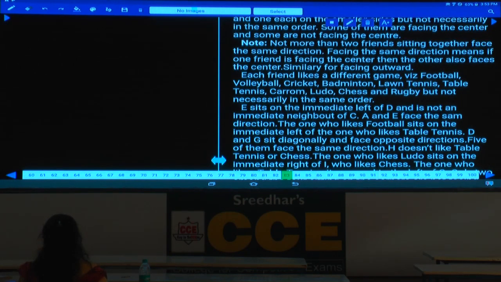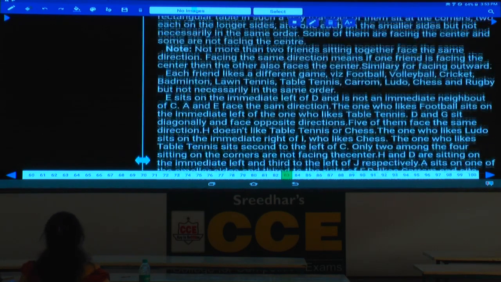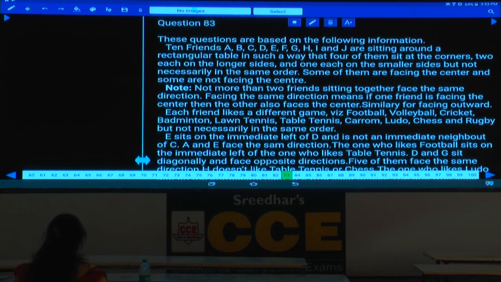Now, in question 83, 10 friends A through J are seated around a rectangular table. 10 persons A, B, C, D, E, F, G, H, I and J are seated around a rectangular table in such a way that four of them are seated at the corners, 2 each on the longer sides and 1 each on the smaller sides, but not necessarily in the same order. Some of them are facing the center and some of them are facing away from the center. Now, rectangular table.